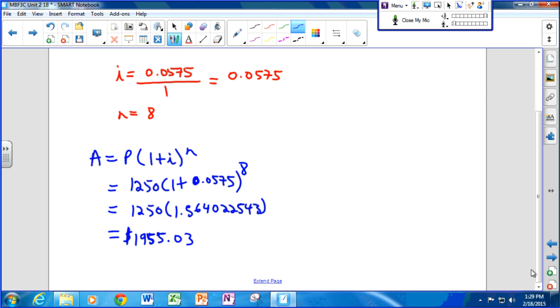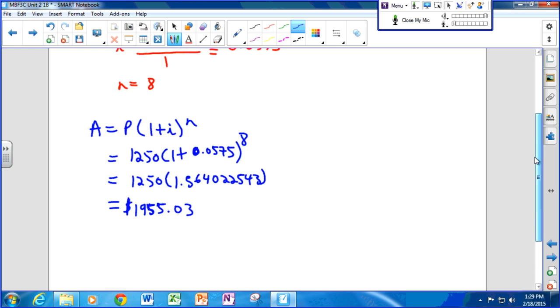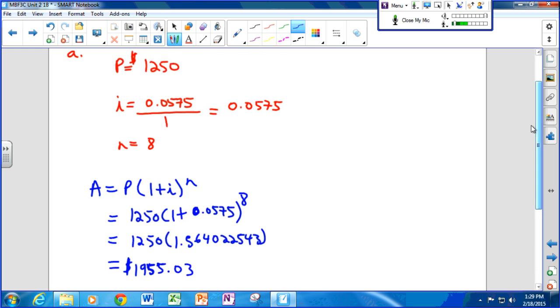Now it also says for part B that we're supposed to work out the... I'm just going to scroll back up here. I'll just do part B over here. For part B, they want to know the interest, right? We know that A equals P plus I. So we can just turn that around and say that I equals A minus P.